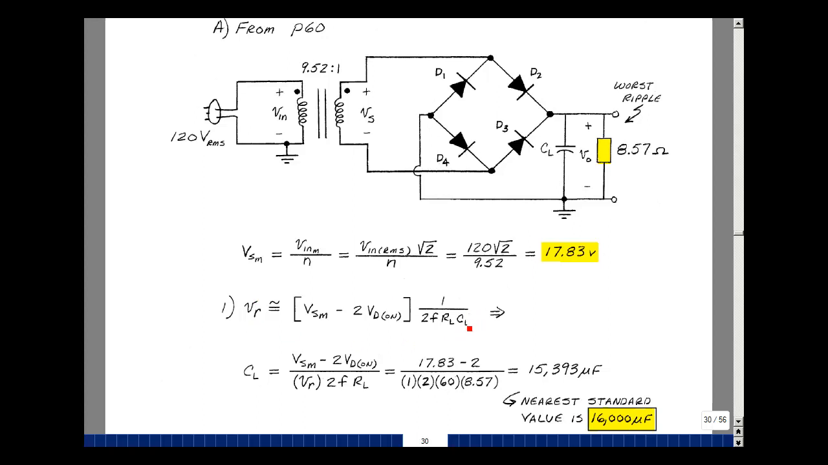Here I've got the capacitor value. I'm going to bring that over here and divide this over here. So here's this term in the numerator divided by the ripple. Maximum secondary voltage was 17.83. The drop across the diode is around a volt, so minus 2 times 1 volt. I want a ripple of 1 volt peak to peak. Here's the 2, here's 60 hertz, and here's my 8.57 ohms. It's going to give me a really big capacitor of 15,393 microfarads. The nearest standard value is about 16,000.